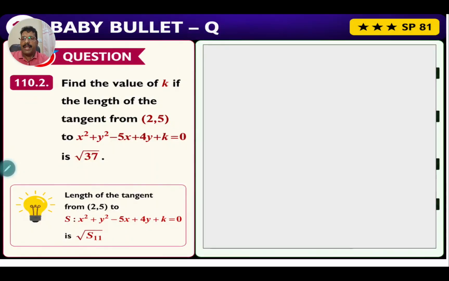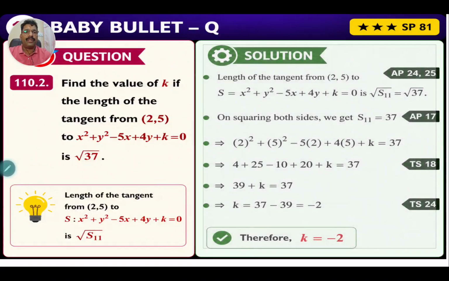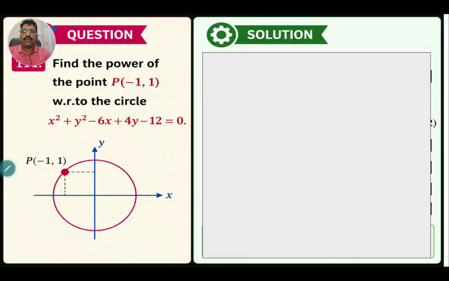Find the value of k if the length of the tangent from (2, 5) to x square plus y square minus 5x plus 4y plus k equals 0 is root 37. So you try this question. After trying, verify the answer with the given answer. See, k value after simplification we got minus 2. We'll move to the next question.